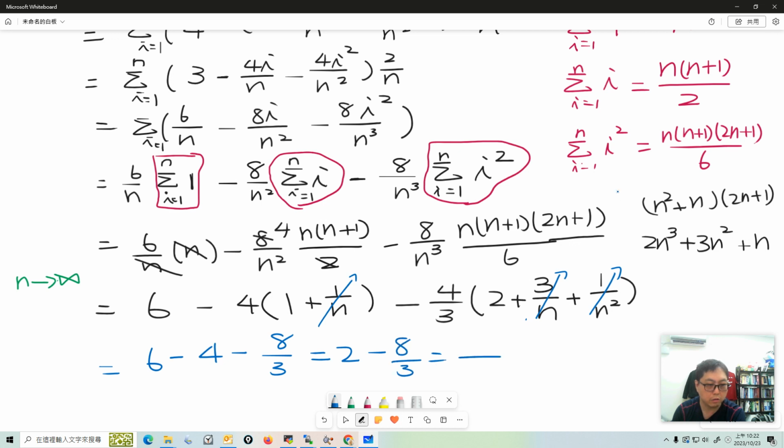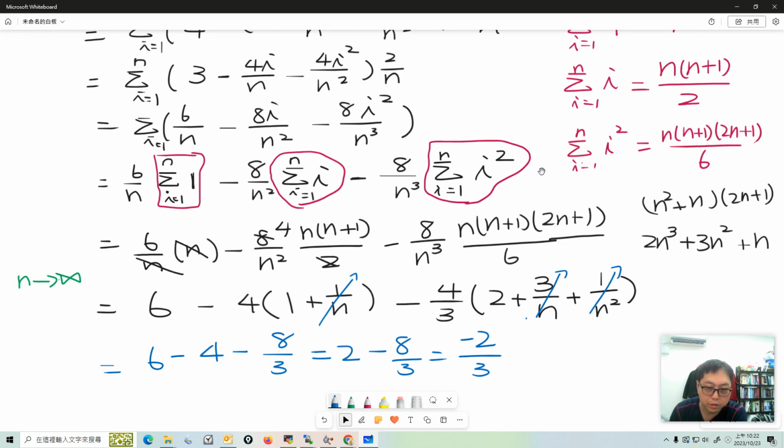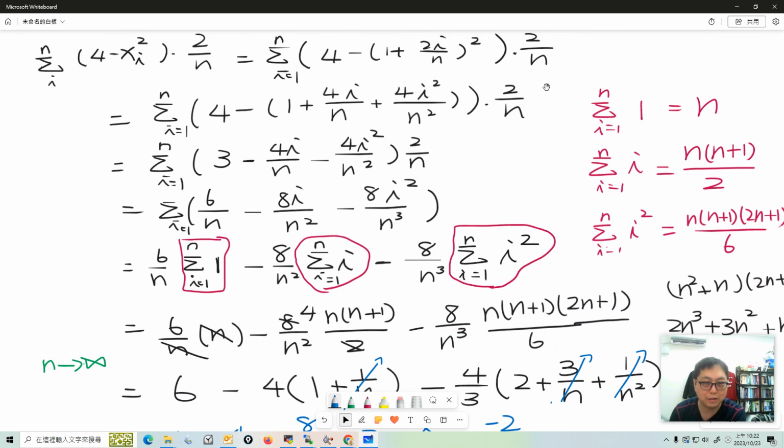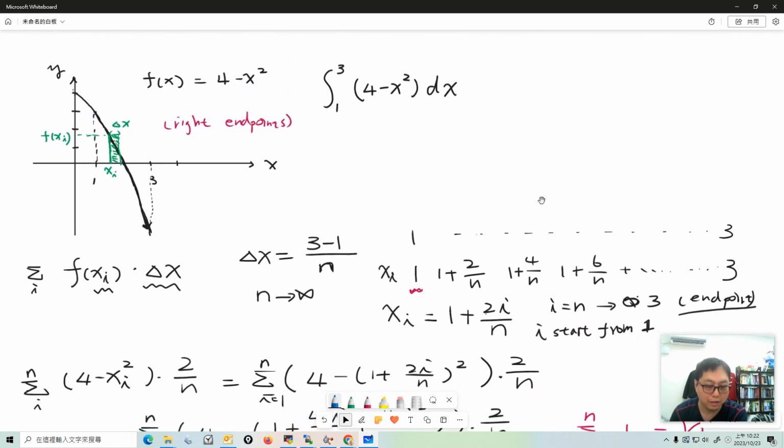So the answer is. Did I do the right calculation? It doesn't look like the answer should be that. Did I do something wrong here? Let me check. Let me check using the integration rule. Did I do the right calculation?